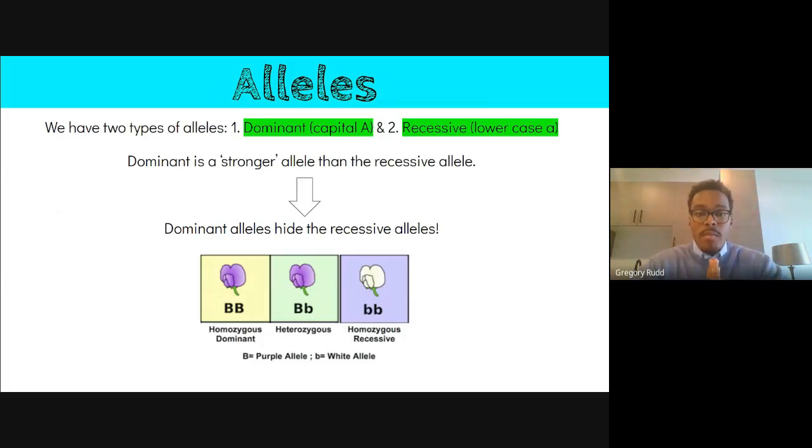I get one copy from my mom, I get one copy from my dad. If my mom gives me a dominant copy and my dad gives me a recessive copy, then more than likely I am going to have the trait that came from my mom because she's got the dominant allele.